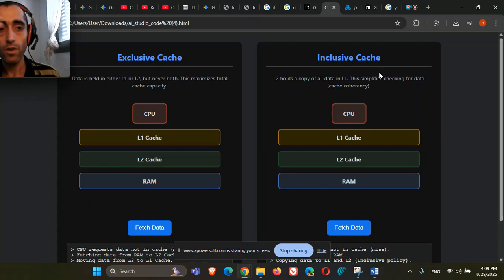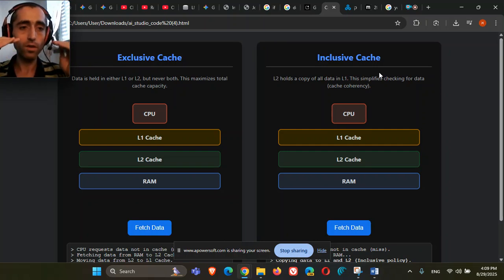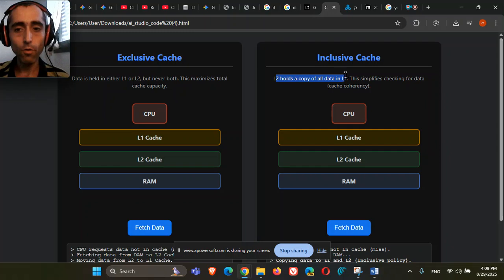So if another processor wants to know what data I have in the cache, it can very simply look at the biggest cache and search for the data, and all you find there will also be in the smaller cache. So inclusive cache says that L2 holds a copy of all data in L1. This is simpler for checking for data, cache coherency. And exclusive cache says that the data is held in either L1 or L2, but never both. This maximizes total cache capacity.